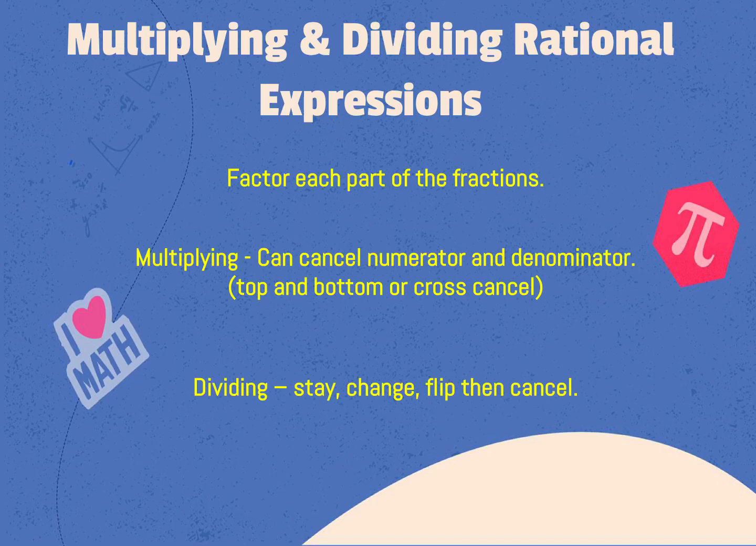So what we're going to be doing when we're multiplying and dividing is you're going to need to factor each part of the fraction. Then when we multiply, after it's been factored, we're going to look for things to cancel from the numerator and the denominator. Now you can either cancel top to bottom or across, so diagonal. You cannot cancel left to right or side to side. So you can't cancel a numerator with a numerator or a denominator with a denominator. You always have to find a match from the numerator with a denominator of one of the fractions.